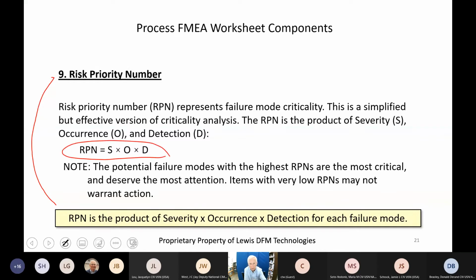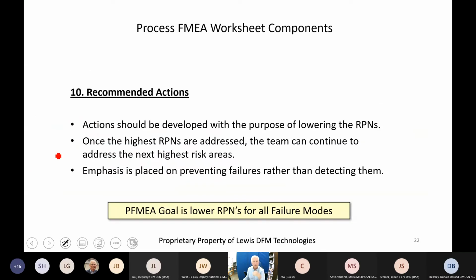And here's the formula right here. The product means we're multiplying these things together. We're multiplying severity, occurrence, and detection into this formula to get the RPN number. It's really pretty straightforward. And then after we've scored everything, we stand back and say, okay, now we know which ones should be worked on first because they're the ones with the highest RPN numbers. Okay. And then we work to the lowest RPN numbers.